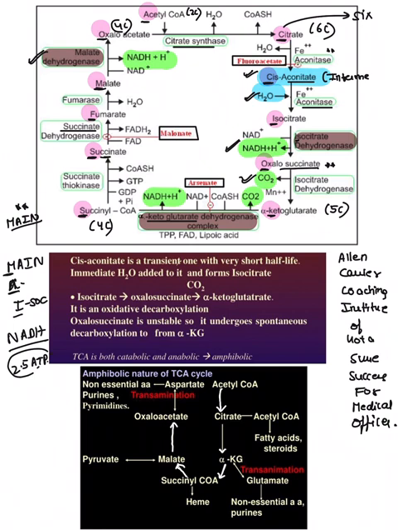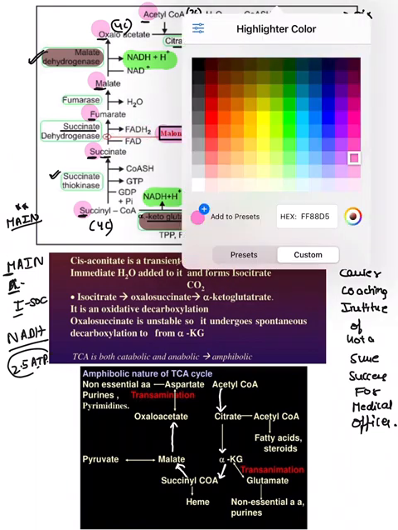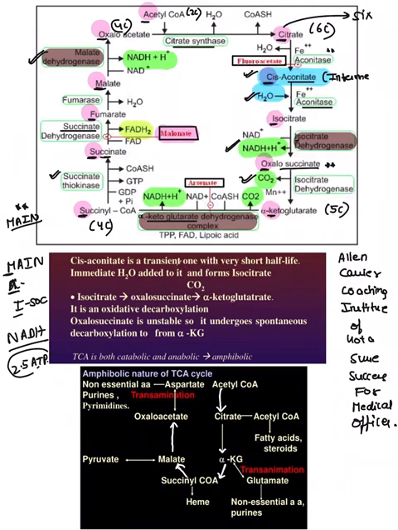Now alpha-ketoglutarate to succinyl coenzyme A is by the alpha-ketoglutarate dehydrogenase complex. Succinyl coenzyme A to succinate is by succinate thiokinase. Now succinate to fumarate is by succinate dehydrogenase, and here you have FADH. It's not NADH, this is FADH. So how can you remember it? The step where fumarate is formed is the FADH step.